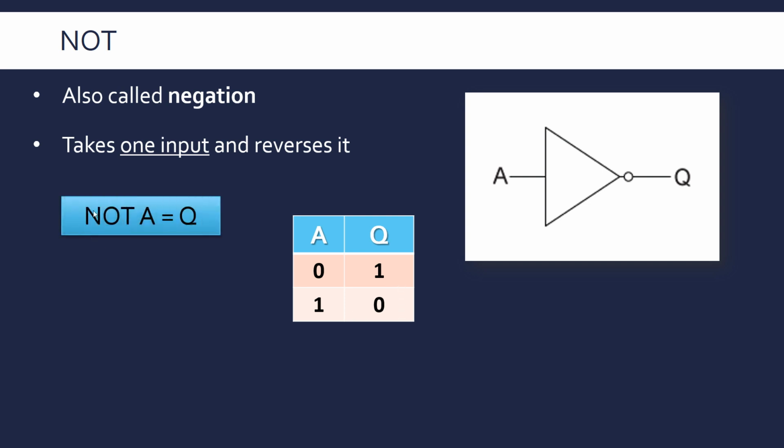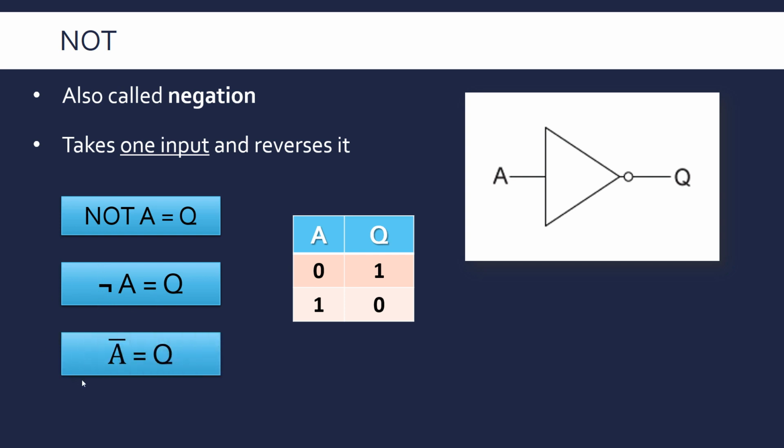So you'd write it like not A equals Q, but you also can write it with, I forget what this is called, but this is the not symbol. This is the symbol of negation, so this just represents not, and you'll see this in Boolean algebra. And also it can be written with a bar on top, so this is A bar equals Q. That's the same as saying not A equals Q. So not's very simple, but make sure you know the 3 different ways you can express it.